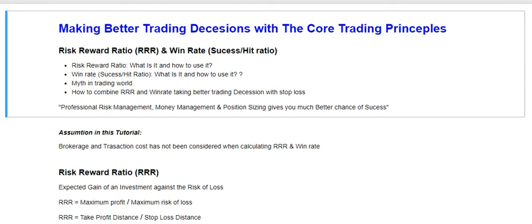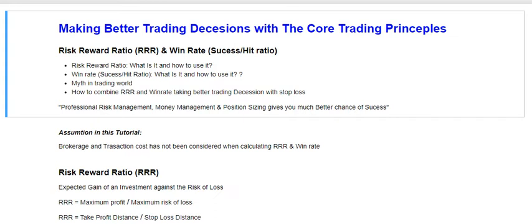Hello guys, welcome back. Today in this tutorial I'm going to talk about two most important core trading principles. The whole topic of this tutorial is making better trading decisions with the core trading principles, which is risk reward ratio, or you can say RRR, and win rate, which is success or hit ratio.